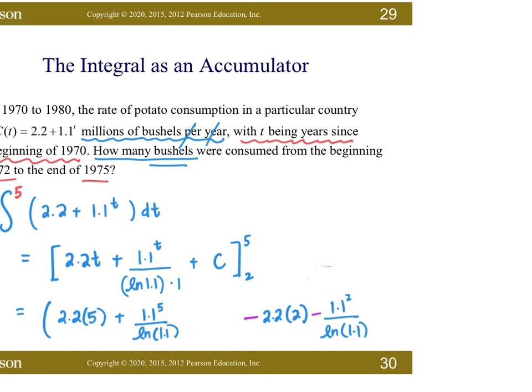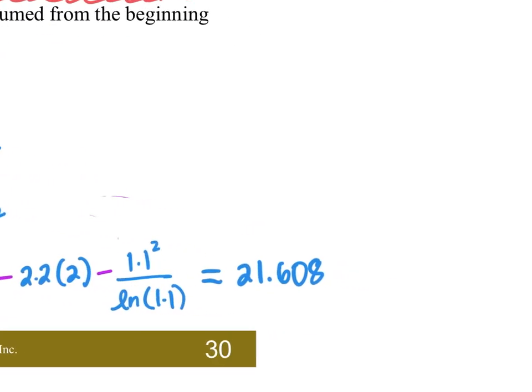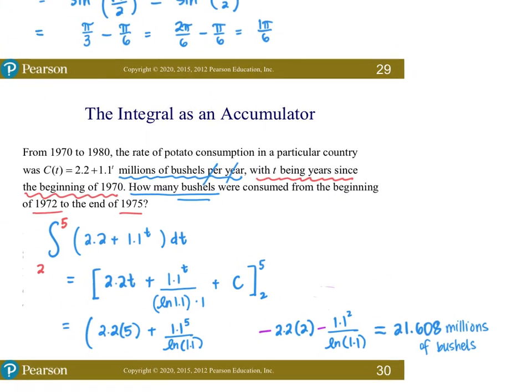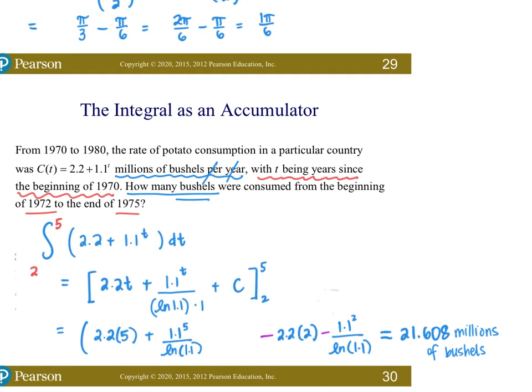I get a total of, and I'm going to round here, 21.608. And then the units on that are straight out millions of bushels. I got rid of the per year part, so it's simply millions of bushels measured. So we used our antiderivative to find out the accumulation of that.